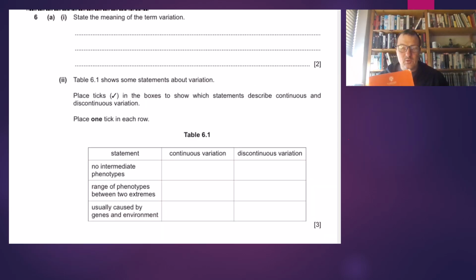For the next question, we go over to chapter 17 here, variation and selection. And we have to state the meaning of variation, in this case the biological term. And then we have some statements about variation where you have to place ticks in the boxes to show which statement contains either continuous or discontinuous variation. So in this case, unless you know what variation is and continuous and discontinuous variation, you are going to lose a lot of points. So this is a rather specific question here. So try to come up with your answers and I'll show you my answers on the next slide.